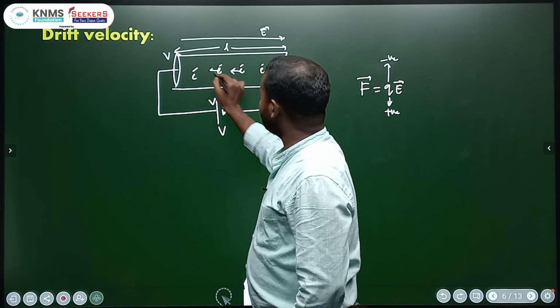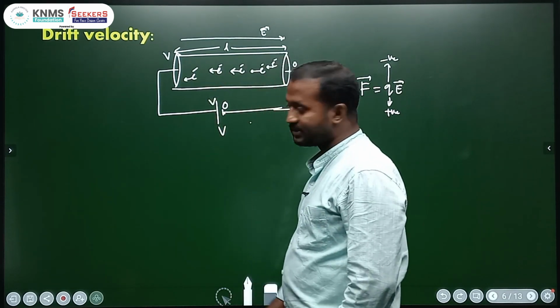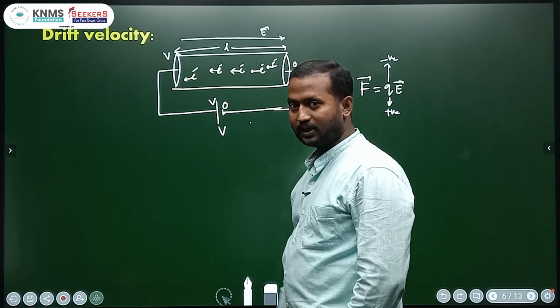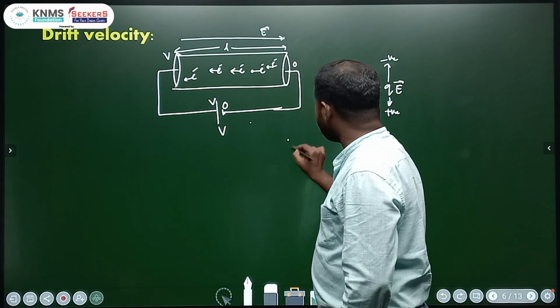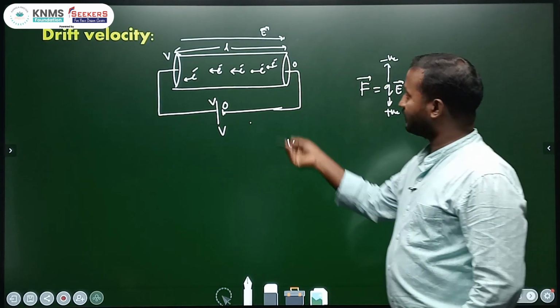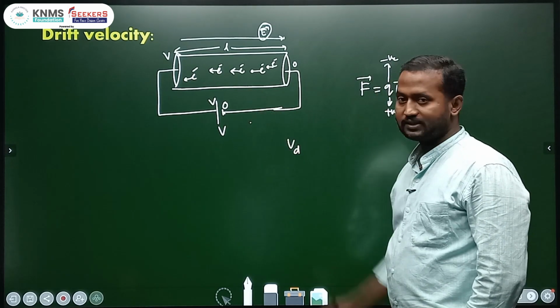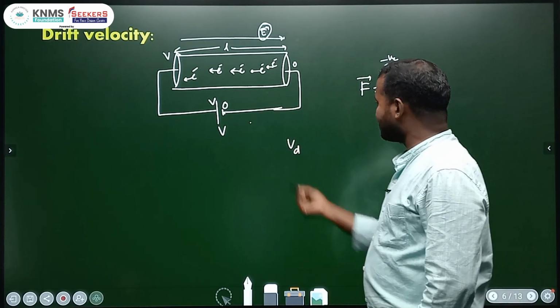Now all these electrons will be drifted with a certain velocity. That velocity is nothing but a drift velocity. The average velocity obtained by these electrons because of such an external electric field is nothing but a drift velocity, isn't it? So what is this drift velocity?